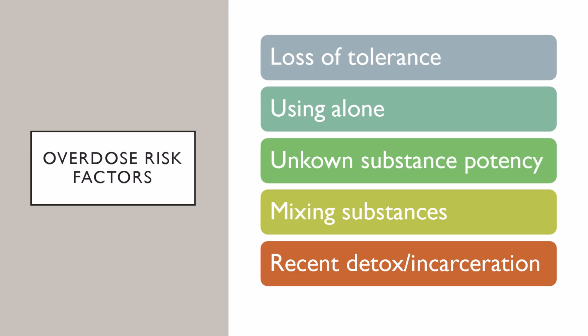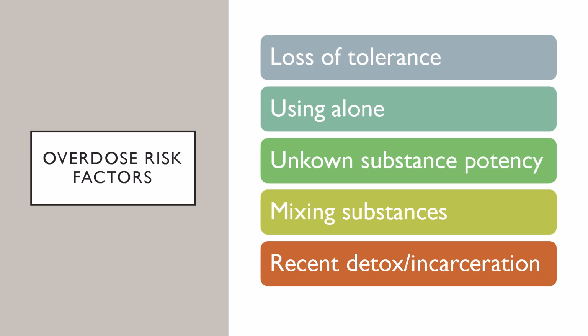So we know overdose doesn't happen randomly. There are specific factors that significantly increase the risk, and understanding these factors is critical for both assessment and prevention. One of the most important risk factors is a loss of tolerance. Like I talked about earlier, when a person stops using for a period of time, their body becomes more sensitive to opioids. And if they return to using at that previous dose, the risk of overdose is going to be extremely high. Using alone is another major risk factor. When a person is alone, there's nobody there to recognize the signs of overdose and administer the naloxone, and that increases the likelihood that the overdose is going to be fatal.